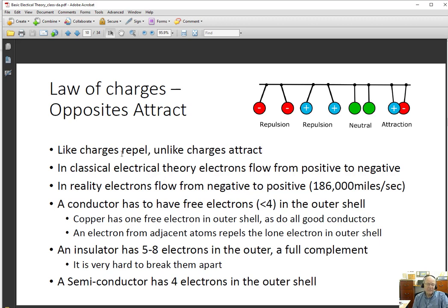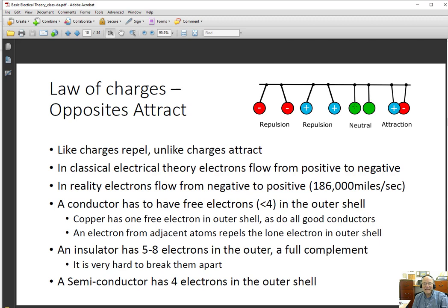So before we get there, though, still in the topic of electrical theory, one of the things you need to keep in mind, and this you probably know, is this idea of the law of charges, that opposites attract, which means that like charges repulse. So you've got these things hanging here. Think of those as protons and those as electrons, and those as protons and those as neutrons. If there are two electrons hanging beside each other, they're going to push each other away. If there are two protons beside each other, they're going to push each other away.